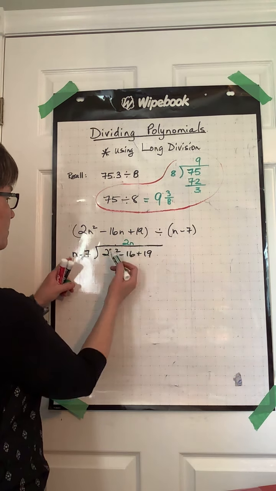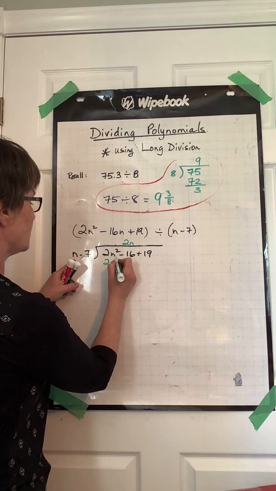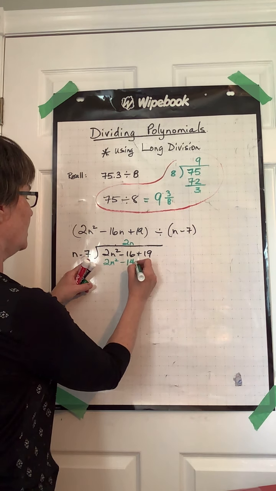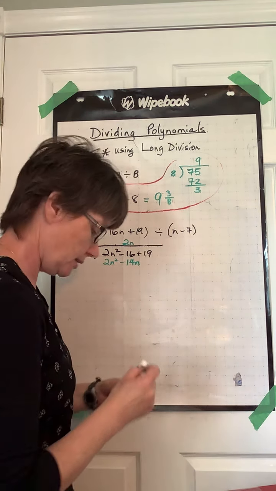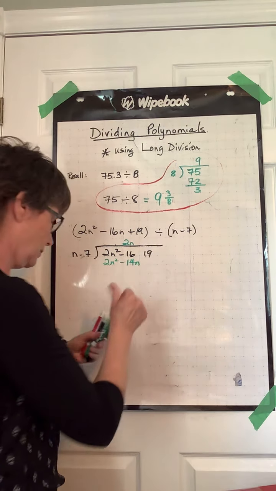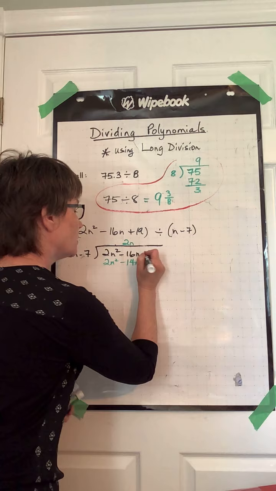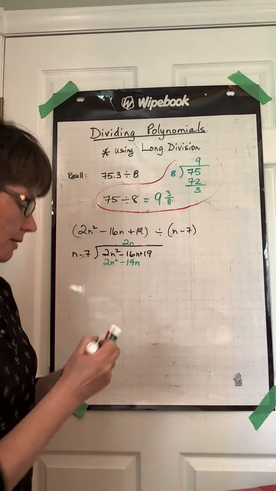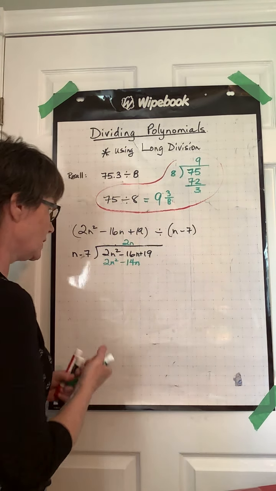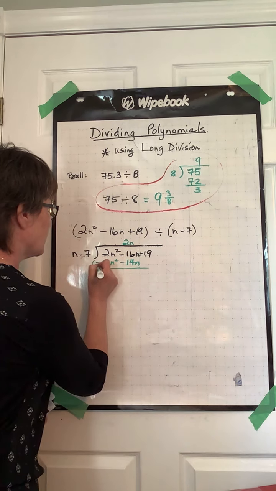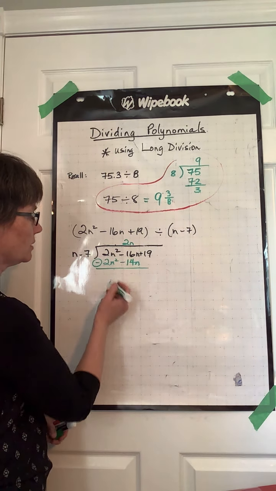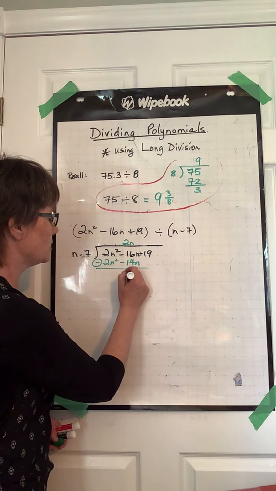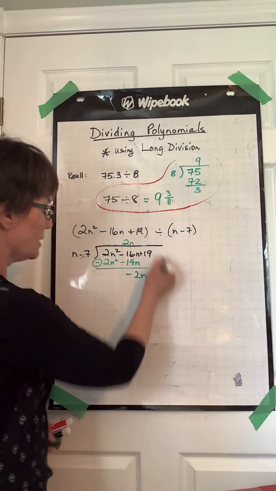Now multiplying this out, 2n times n is 2n squared. 2n times -7 is minus 14n. Okay, and then I missed my n here in my question. It's supposed to be an n. And plus 19, yeah. Okay, perfect. Yeah, missed my n right there. Okay. All right, so we're now going to subtract these. Subtract. Okay, 2n squared minus 2n squared, 0. -16n subtract -14n, so adding 14n is -2n. Bring down the 19.